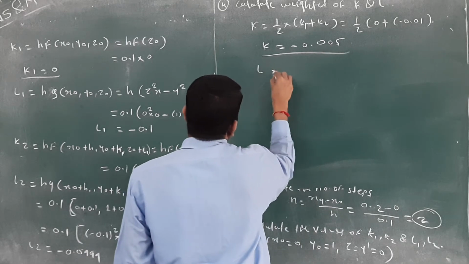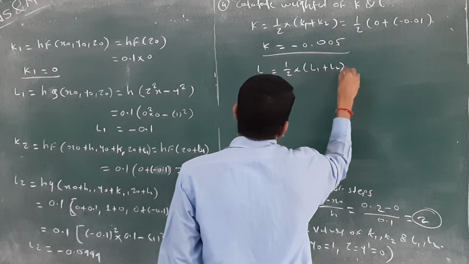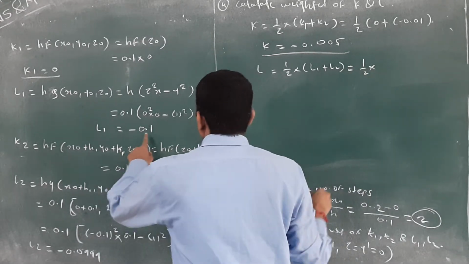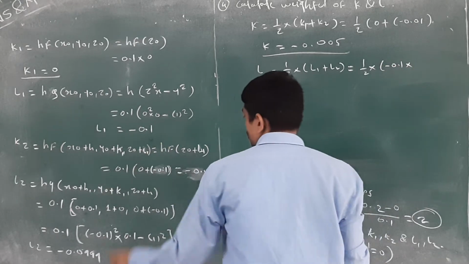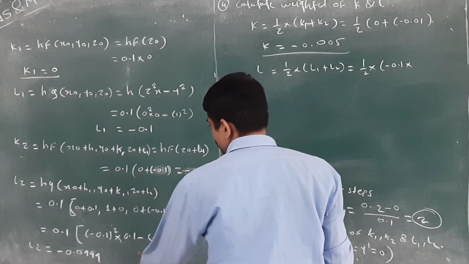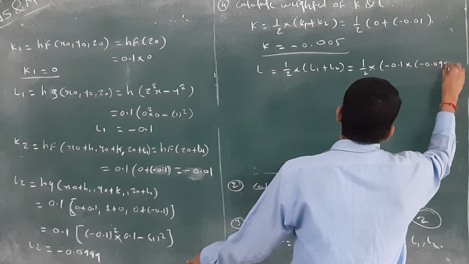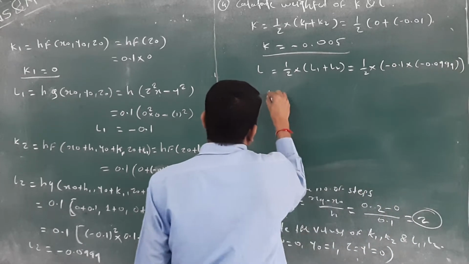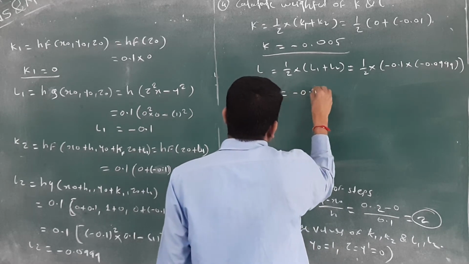Similar way, calculate the L. L is equal to 1 by 2 into L1 plus L2. What is L1? L1 is minus 0.1. What is L2? Minus 0.0999. If you have calculated this one, L is equal to minus 0.1.